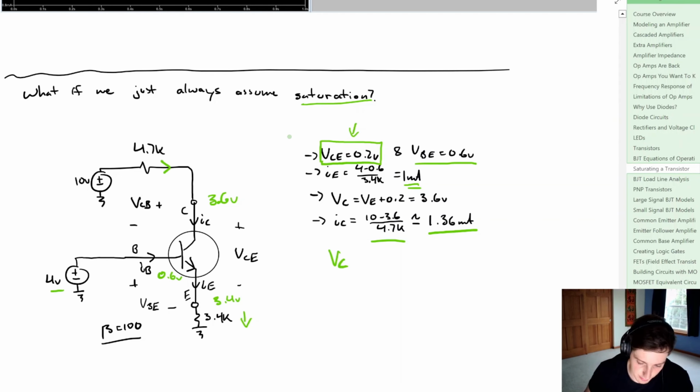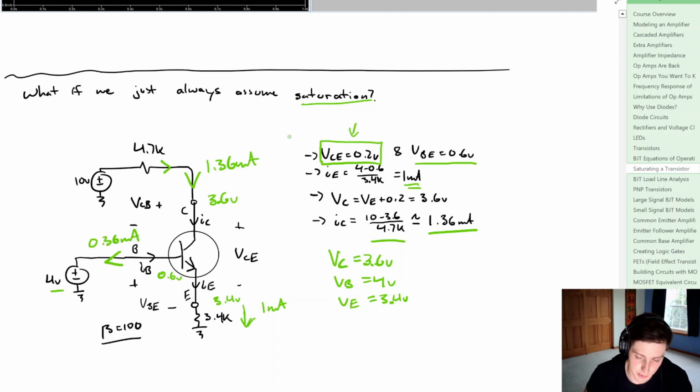Now if we look at VC, we can see that that's equal to 3.6 volts. VB is going to be equal to 4 volts. VE is going to be equal to 3.4 volts. And everything might look okay here, but let's do a KCL. So if we look at this current going into the transistor, our giant node, that is 1.36 milliamps. Going out, this current through this 3.4K is going to be equal to 1 milliamp. And the only way that this really makes sense is if we had some current going in this direction for the base, which was equal to 0.36 milliamps.